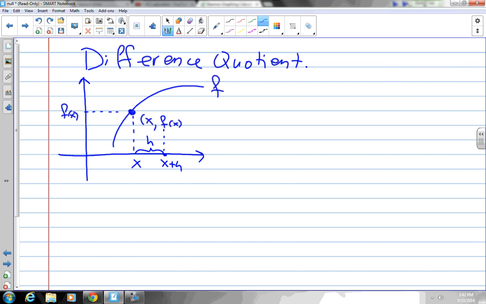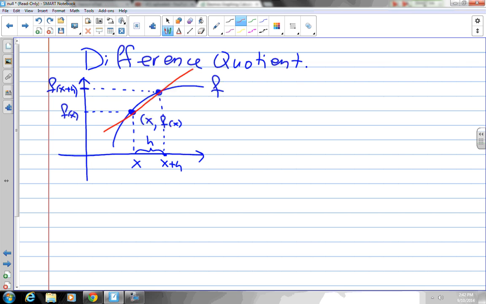And if I go up to the graph, then the height is f of x plus h. Right? Now all I want to do is connect these two magic points with a line. This is called a secant line, the line that slashes through a graph, meeting two or more points on the graph of a function. And I want to find the slope of that secant line.